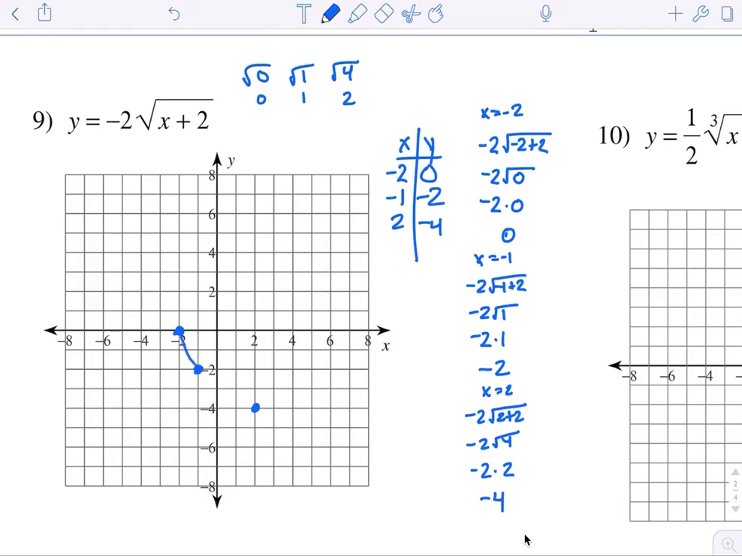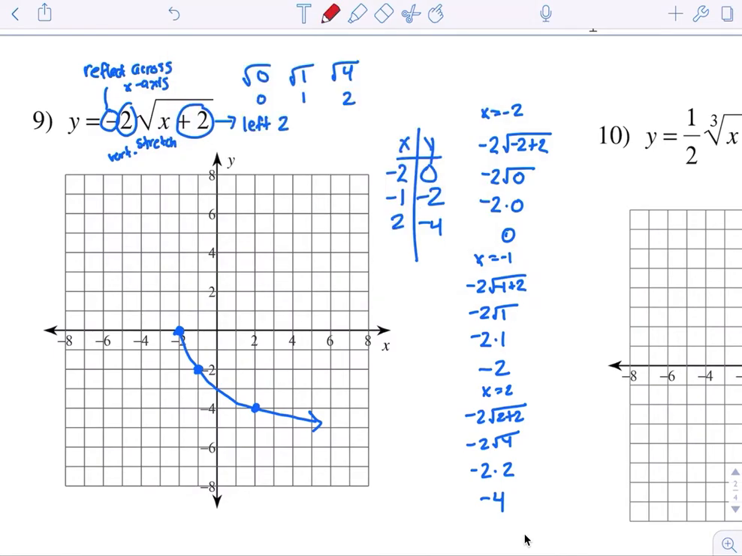And your graph would look something like that. Now, if you knew your transformations, this tells you from the parent function it would have gone left 2. This tells you it's a vertical stretch, and this tells you it's a reflection across the x-axis.